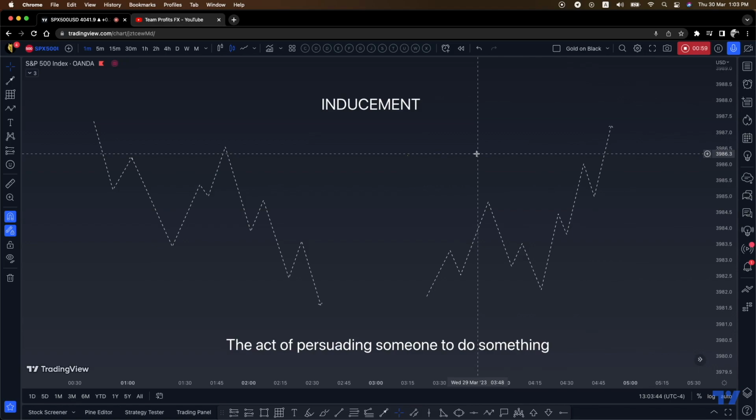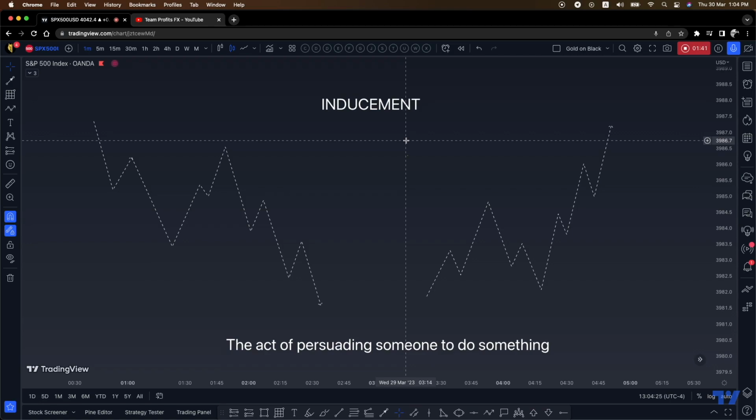All right. Now, inducement. I'm going to show you a couple of things: what it means, how inducement happens on the market, why it happens, and what causes that. So basically, the meaning of the actual word inducement is the act of persuading someone to do something. All right, let me just put that clearly there. Inducement is basically persuasion, right? You are persuading someone to do something. Like what? Like buying or selling, right?